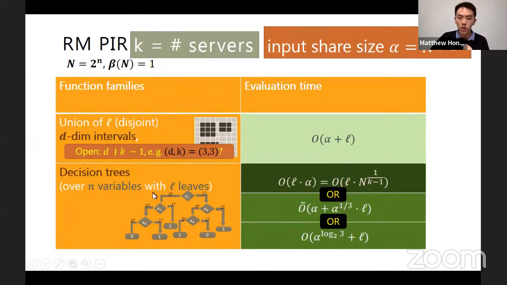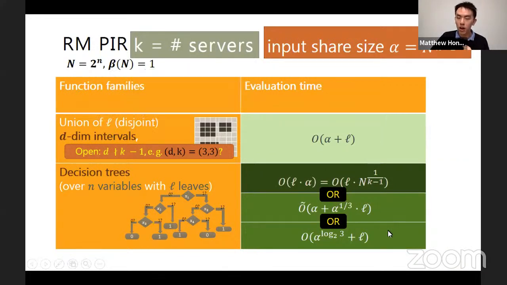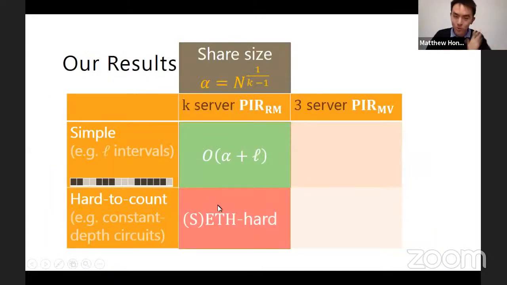And for decision trees over n variables, we obtain so-called weak shortcuts, weak in the sense that they are not the strongest possible. And we can slightly improve it to other alternative algorithms that are incomparable. And it is still open whether we can further improve this factor to a constant, leading to a strong shortcut for decision trees.